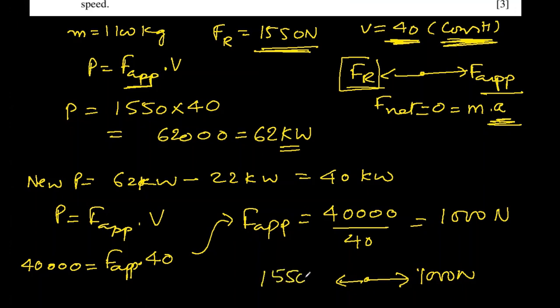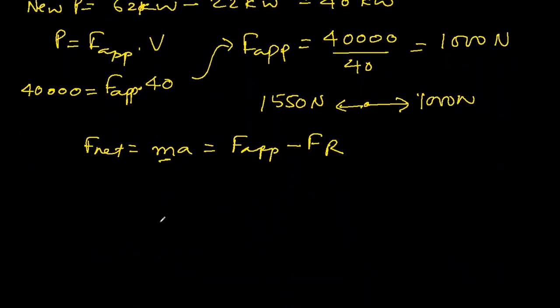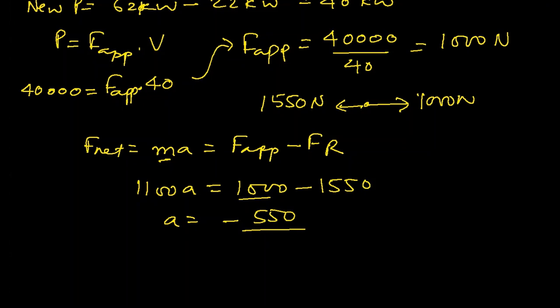1550 newtons. So what will be our deceleration? So we know that F net is equal to mass times acceleration, applied force minus resistive force. Mass is 1100 kg. So 1100 times acceleration is applied force now, 1000 minus 1550. So acceleration will be 1000 minus 1550, minus 550, divided by 1100. So that becomes minus 0.5 meters per second square.